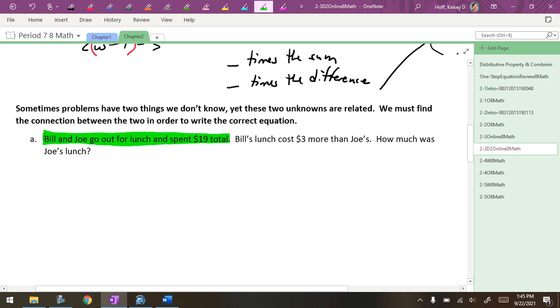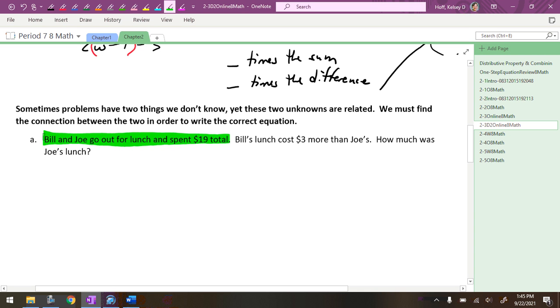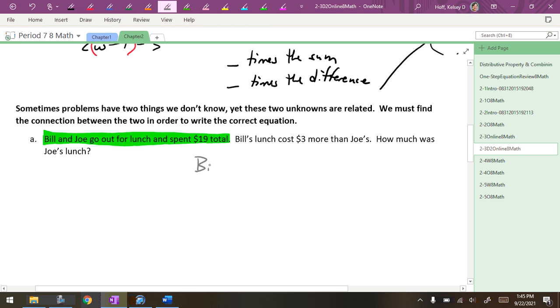Okay? So in this, I'm going to take just this first sentence. Bill and Joe go out for lunch and spend $19 total. The word total. What math operation does the word total mean? And don't tell me equals. Add, subtract, multiply, or divide. The word total. Add. So when I add the cost of Bill's lunch to the cost of Joe's lunch, I'm spending $19. So Bill's lunch plus Joe's lunch is going to equal $19.